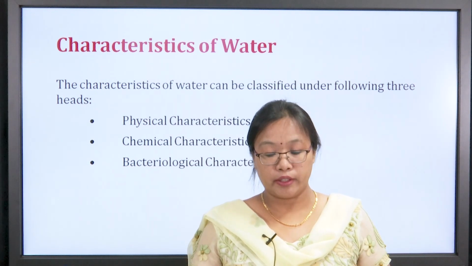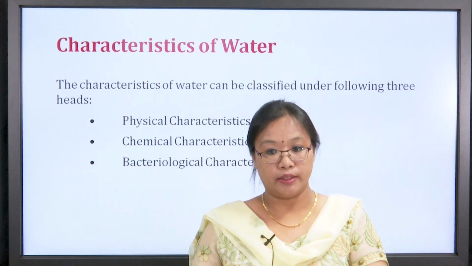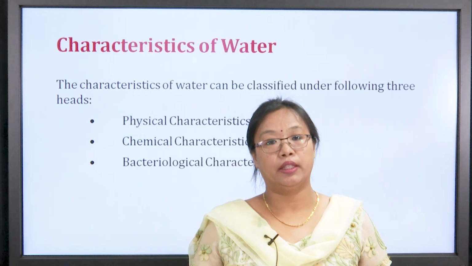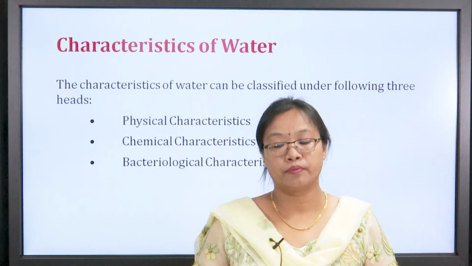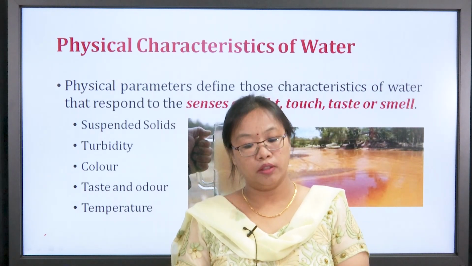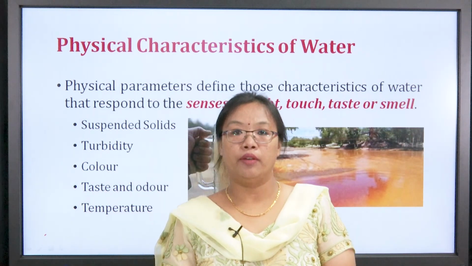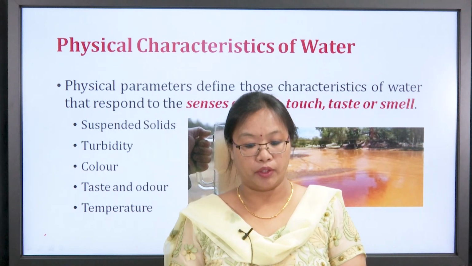Physical characteristics have certain heads under them, chemical will have certain heads under it, and bacteriological or biological characteristics will have certain heads under them. We will discuss this one by one. Now let us come to the first, the physical characteristics of water. I have already told you that we have 3 characteristics: physical, chemical and biological or bacteriological.